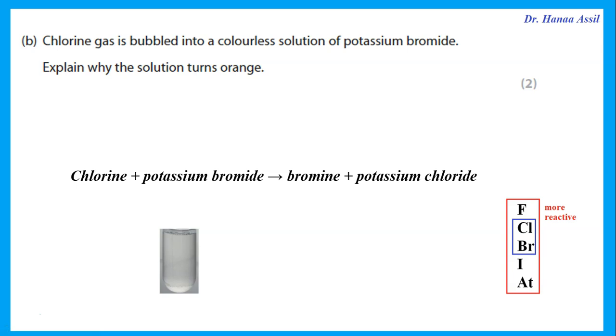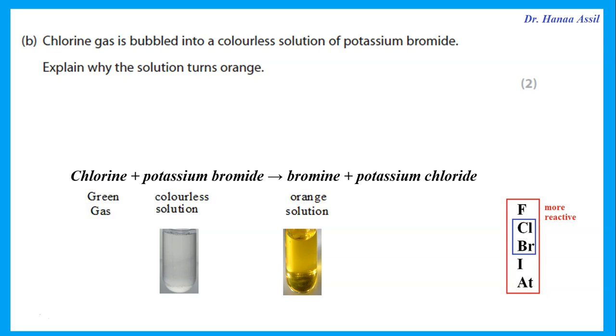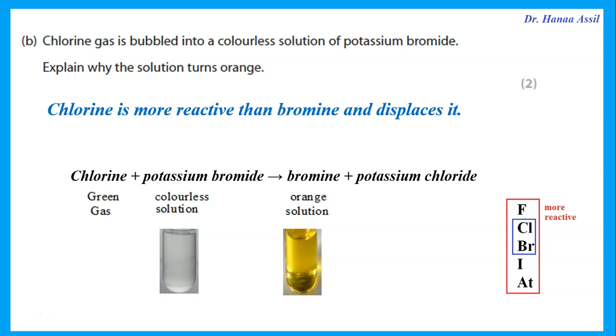So when chlorine is passed through potassium bromide or bubbled into potassium bromide solution, what happens is chlorine is more reactive than bromine, so it will displace it. So the solution becomes orange because chlorine is more reactive than bromine and displaces it.